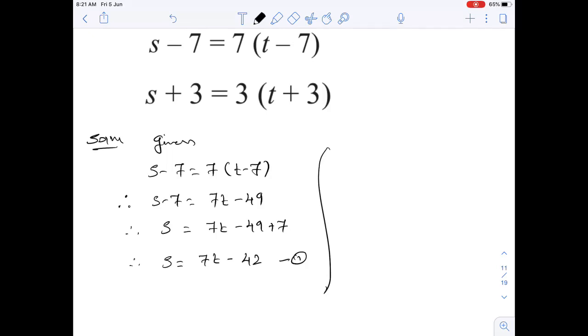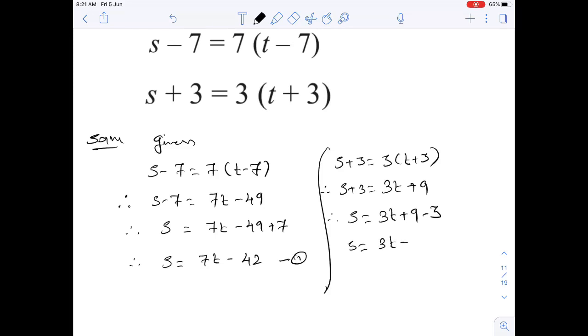Now let us solve for our second equation. s plus 3 equals 3 in bracket t plus 3, therefore s plus 3 equals, now first this 3 will multiply to t and then it will multiply to 3 again, so you will get 3t plus, sorry, it will be 3t plus 9. Therefore next step, s equals 3t plus 9 minus 3, s equals 3t plus 6. Now this is our equation number 2.